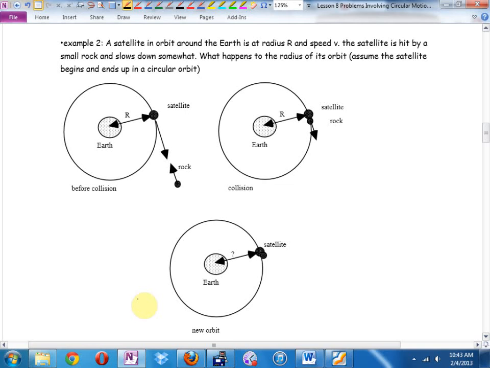Let's read. It says this: a satellite is in orbit around the Earth at radius big R and speed v, and it's a stable orbit. It's hit by a rock, and in an amazing fluke, the rock pushes it away from the Earth into another stable orbit, or pushes it closer to the Earth into another stable orbit by slowing it down. So in an amazing fluke, this rock somehow moves it into another stable orbit. And all we know is it's at a lower speed.